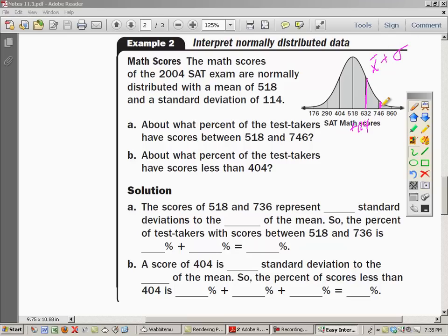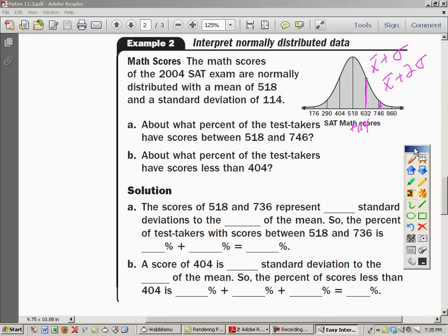This right here would be x bar plus 2 sigma. And this out here would be x bar plus 3 sigma. All I do is add 114 to 518 and get 632, then add it again and get 746, and then add it again and get 860.